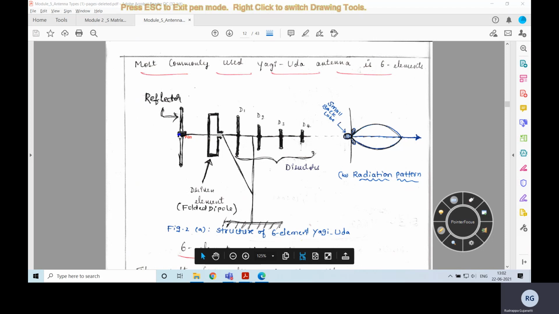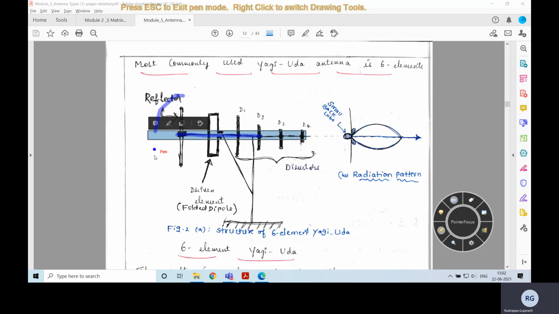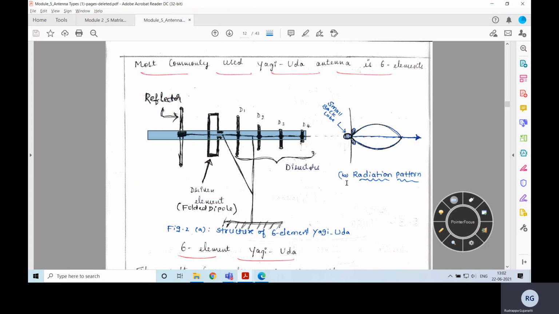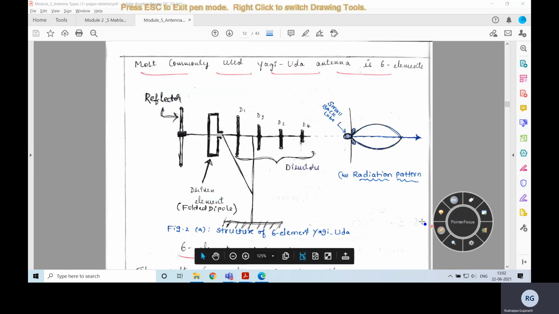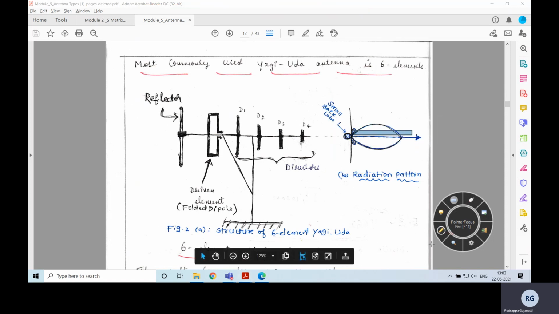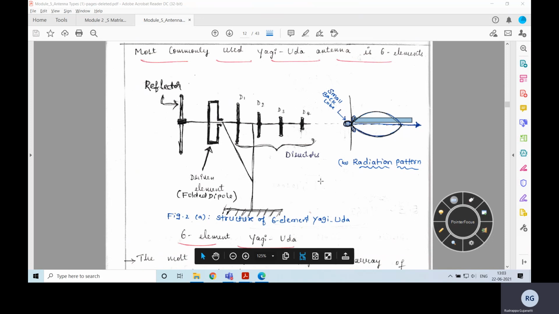And whenever we observe the radiation pattern associated with the Yagi Uda antenna, we can see that the radiation pattern is unidirectional in nature. This is how it might appear. That is, it will have a maximum in only one direction. Therefore, we specify it as a unidirectional antenna.